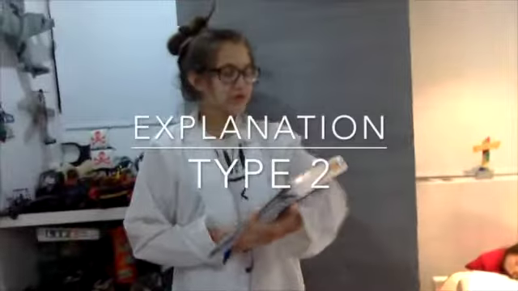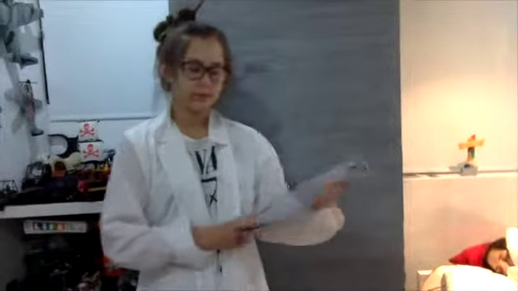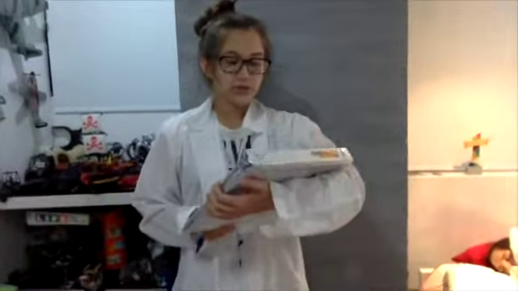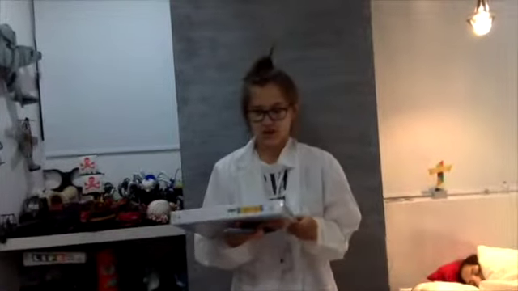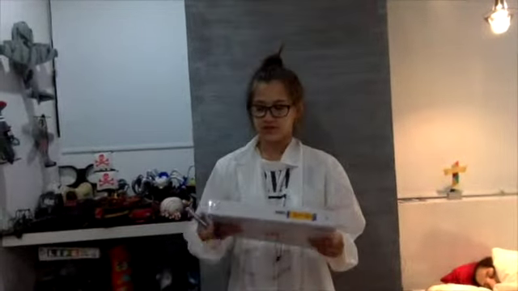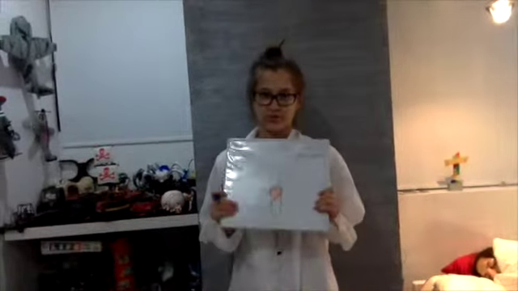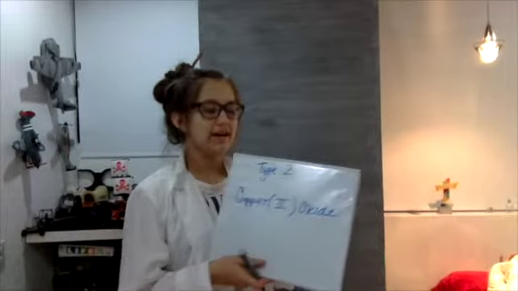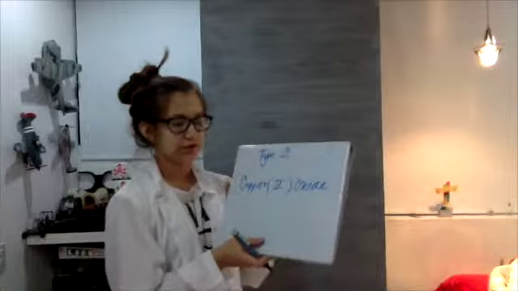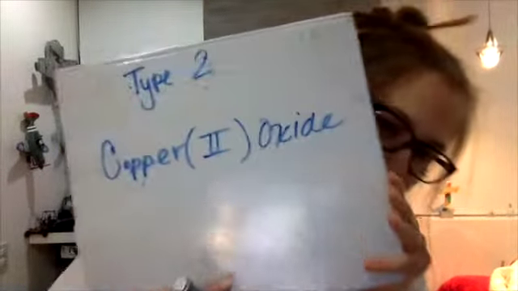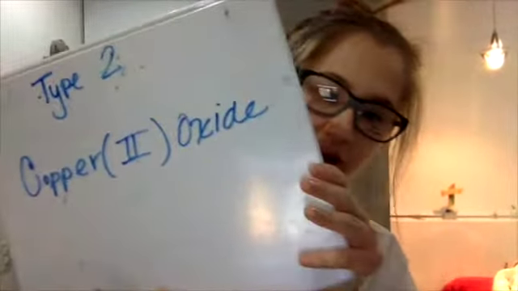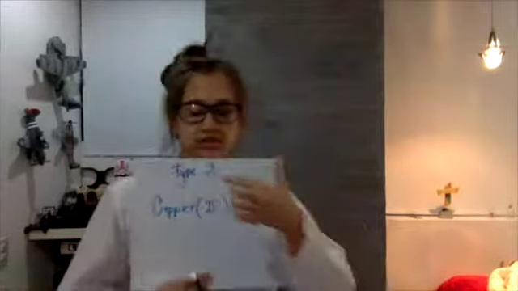Now we're going to explain how type 2 binary compounds work. A type 2 binary compound is a compound between transition metals and nonmetals. To write the formula, you have to write the oxidation state of transition metals in Roman numerals. An example of a type 2 binary compound is copper 2 oxide. This is the oxidation state.